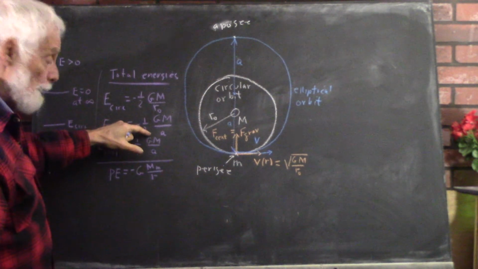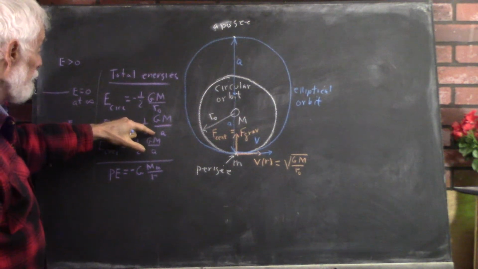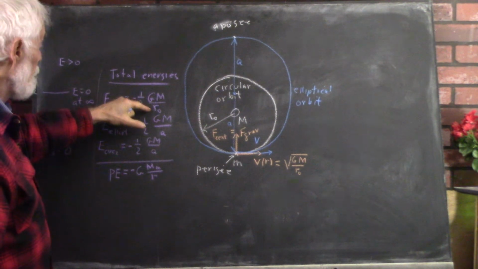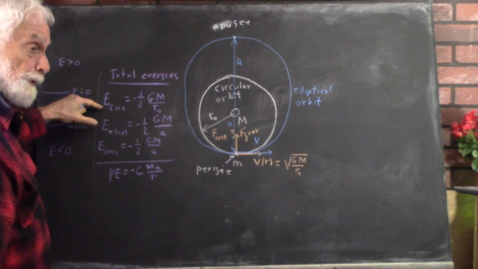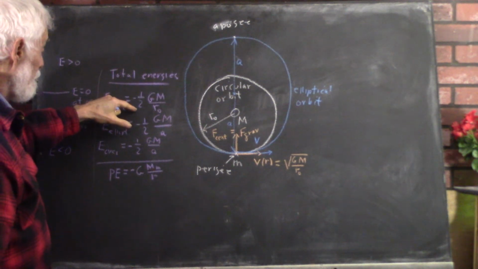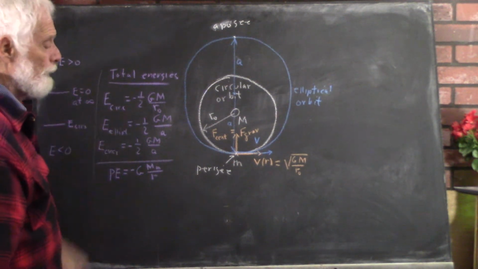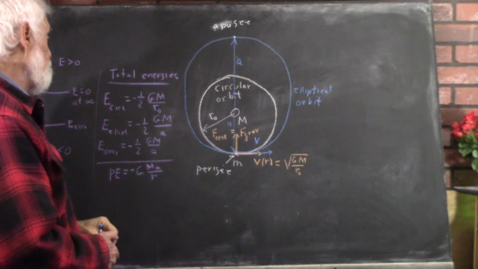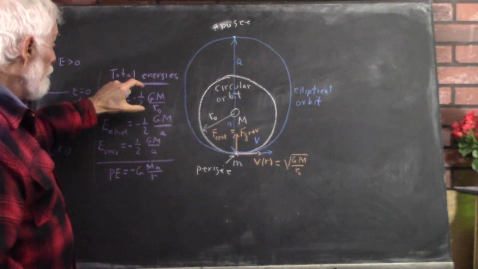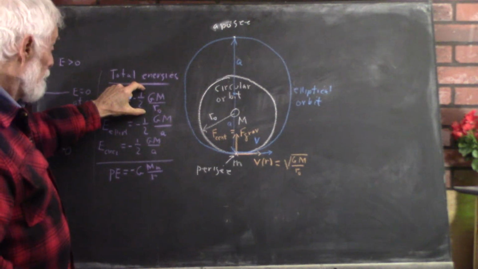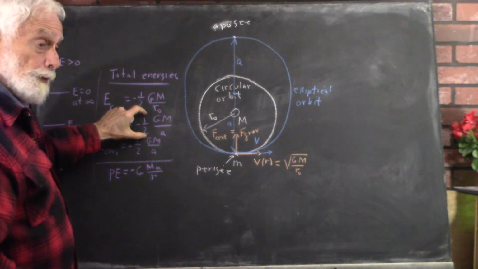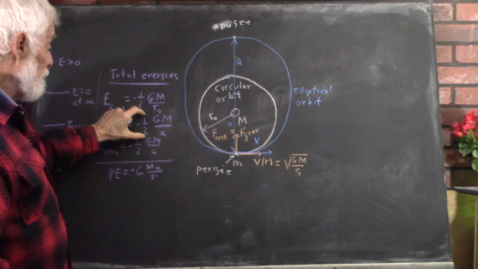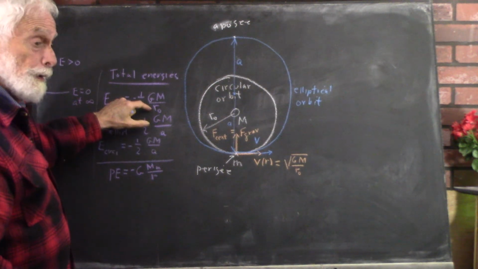The reciprocal of a bigger number is going to be smaller. Since A is bigger than R naught, it follows that this energy is less. Well, let's go back. I didn't say that quite right. The magnitude of this energy is greater than the magnitude of this energy because A is greater than R naught.